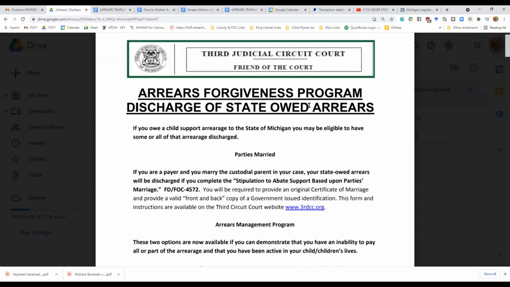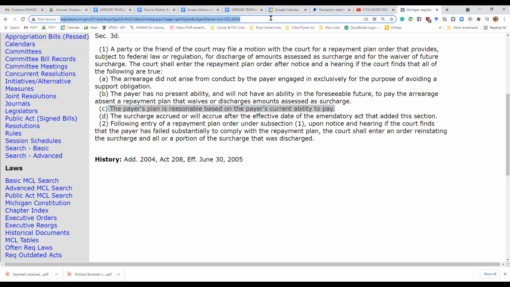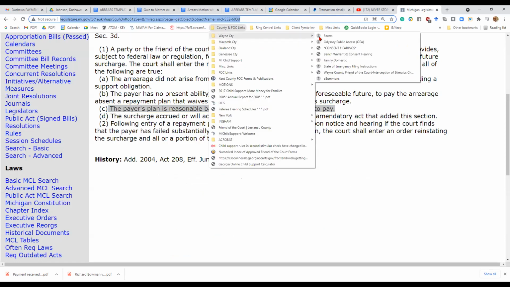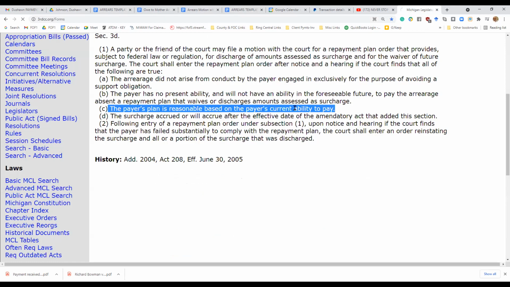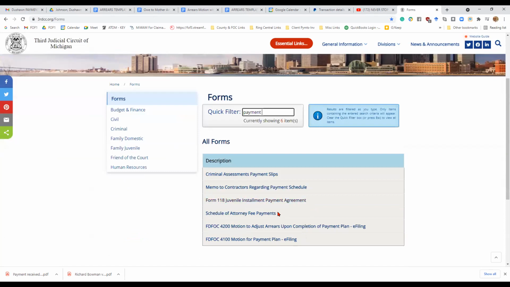But if you owe just the state only, let me show you. You just want to file a motion. It's called the 41. Let me just go to Wayne County. Go to Wayne County and go to forms, and it's the payment plan. And you just put in here payment plan. And when you start typing, it'll come up.